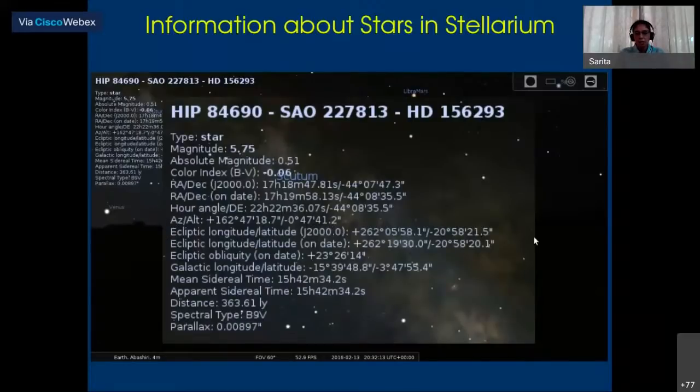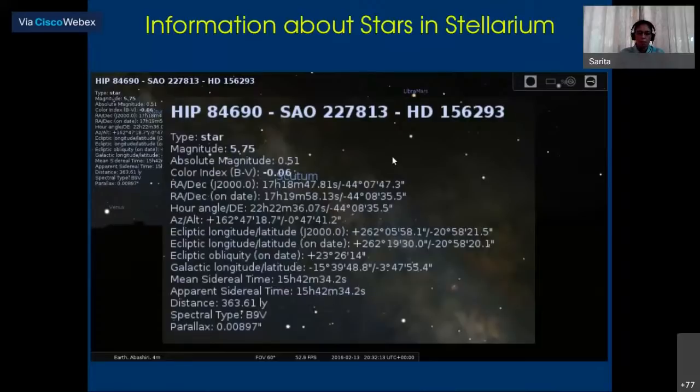Then there are other coordinate systems which I have not talked about, the ecliptic and galactic. We have talked a bit about sidereal time and so on, but let's not go into this. Let us look at the other information. So its distance is also given, but you can also calculate its distance using these two. Distance is also given. This is 363 light years.